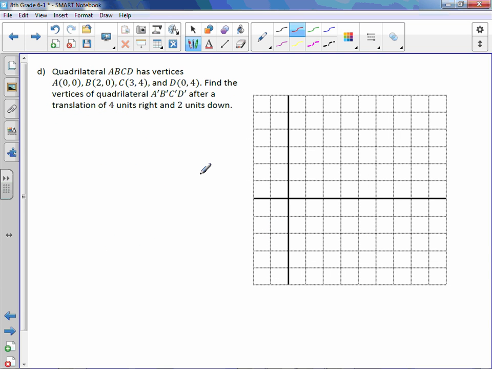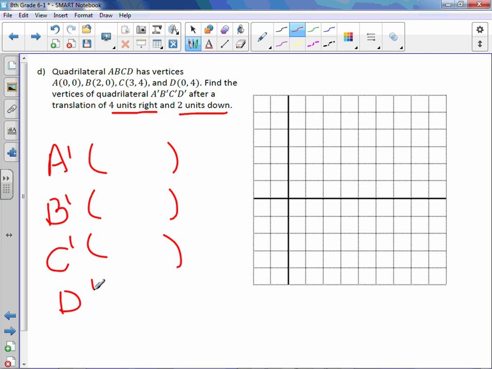Letter D. Quadrilateral ABCD has these 4 vertices. Find the vertices of quadrilateral A prime, B prime, C prime, D prime after a translation of 4 units right and 2 units down. And again, we are going to write the coordinates. So we need to write the coordinates for A prime, B prime, C prime, and D prime. Okay, getting a little ahead of myself. Let's go ahead and plot these points.